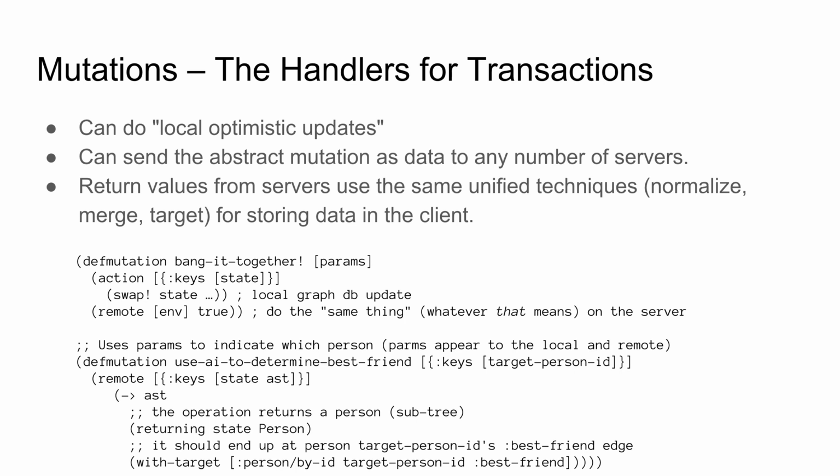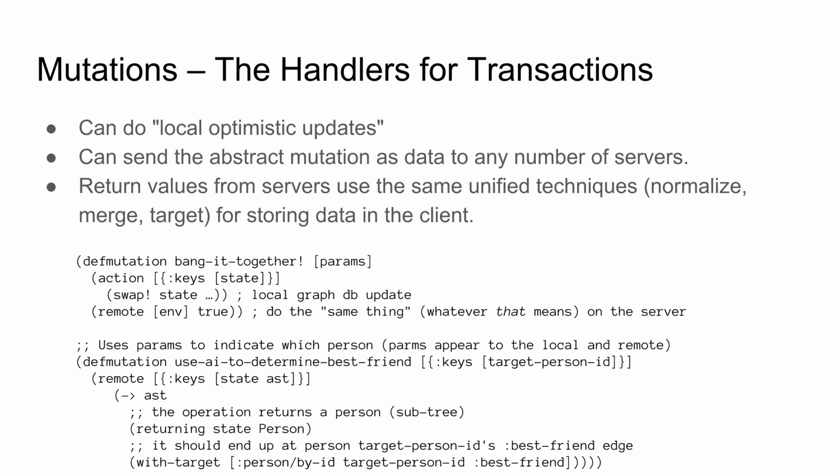So a mutation can do local optimistic updates to our database, and it has to work on the normalized database. It can send the abstract mutation as data to any number of servers, and the return values from servers can either be ignored, or you can use the same unified technique, normalize, merge, targeting, all the stuff we've just covered for storing the return value data in the client. Because if you think about it, in normal JavaScript apps, you make a callback and the callback gets the return value.